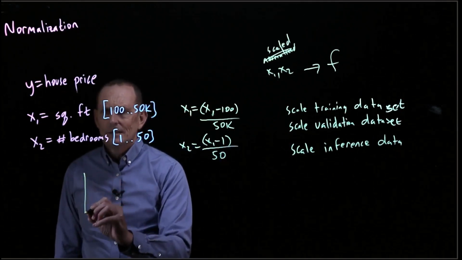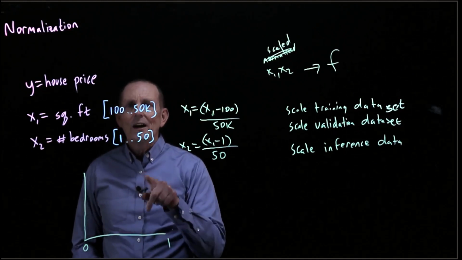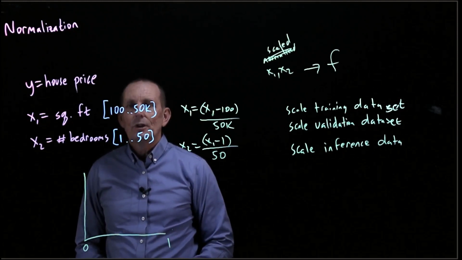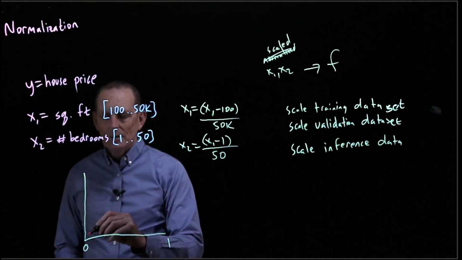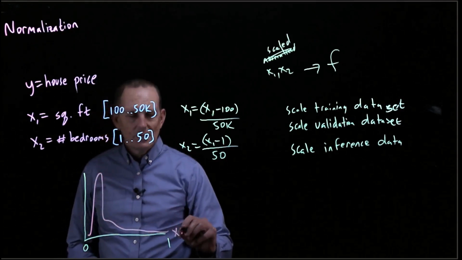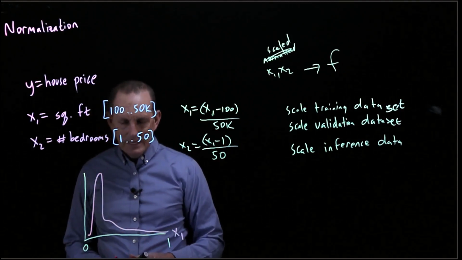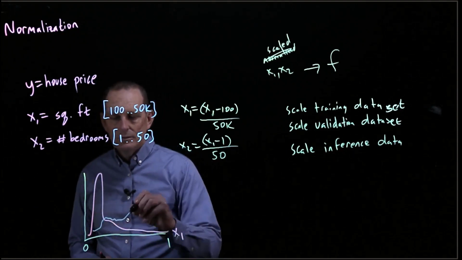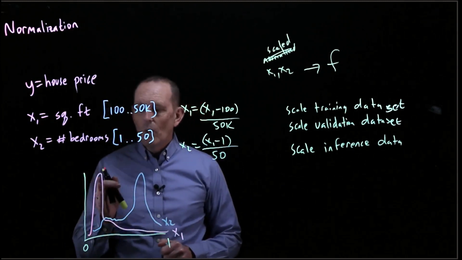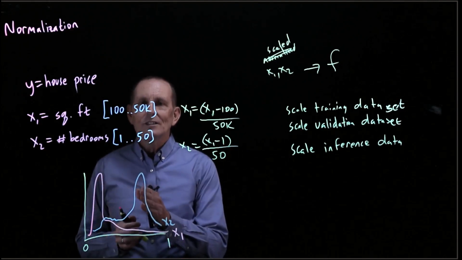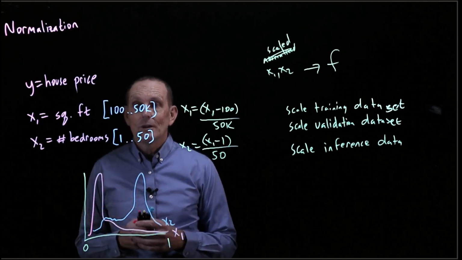So let's look at a histogram of how many values fall between 0 and 1. We could look at x1, and then we can look at x2. Even though they're both in the range 0 to 1, they're still fairly different. Most of the values of x1 are down close to 0, and most of the values of x2 are close to 1. So we could still have a fairly different scale here. In fact, we could still be 2 or 3 orders of magnitude off.